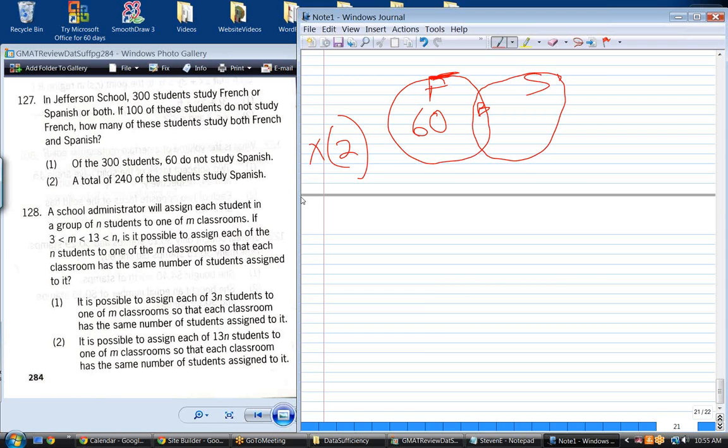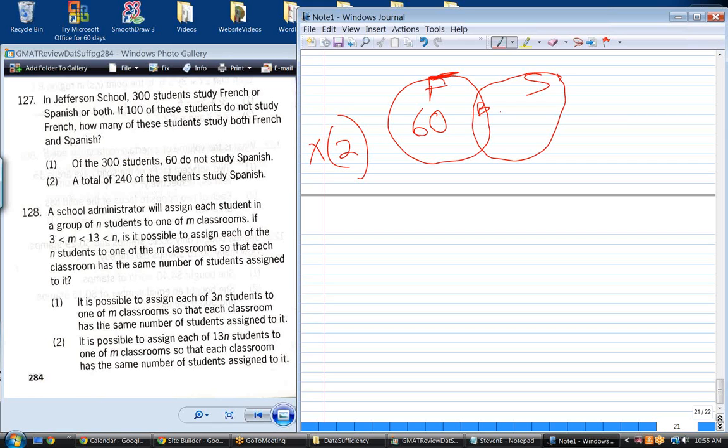that the remaining 140 study both. 200, the remaining 200. No, using point 2 with 100 students do not study French. That means those 100 belong in the Spanish-speaking class. So if 240 students study Spanish, 100 plus 140 gives you 240. So those 140 must be in the both.